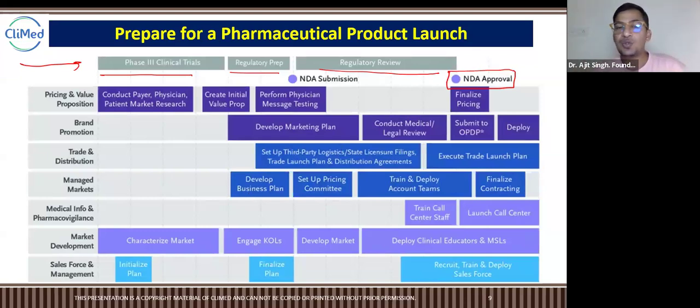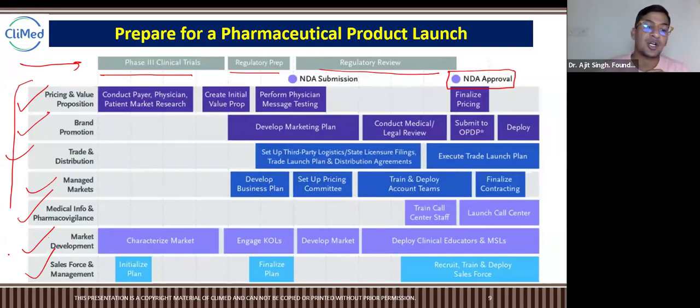So look at this. This will tell you the entire pharmaceutical product launch. This slide has all the components, how and when to do them. There are some activities you have to focus on: pricing and value proposition, brand promotion, trade and distribution, managed markets, medical information and pharmacovigilance, market development, sales. Before I discuss this in detail, can someone tell me what this table or chart is called?